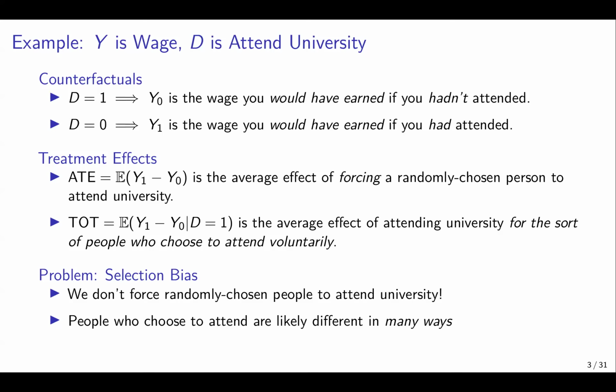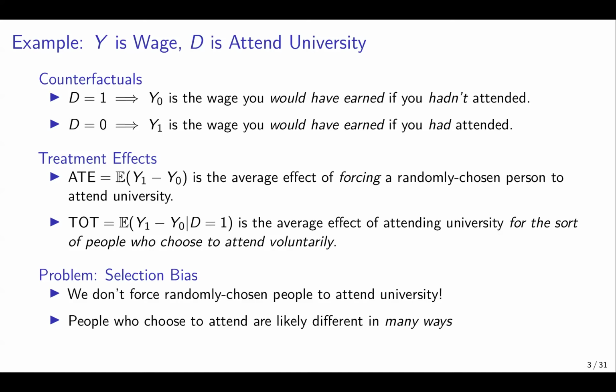So in this example, the average treatment effect is actually the average effect of forcing a randomly chosen person to attend university. So we're comparing that person's hypothetical wage in the world where she attends, y1, to the world where she does not, y0, to form the causal effect, y1 minus y0, and then we're averaging that causal effect over everyone in the population.